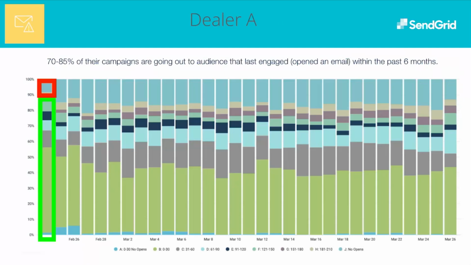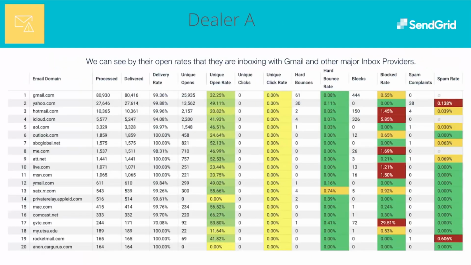And then if we look at the number of opens they're getting and the open rates, Gmail open rate 32%, Yahoo 49%, Hotmail 21%, iCloud 41%, AOL 46%. So if we're looking at those unique open rates, that shows us that for the most part, they've got pretty good reputation. And we can see again that they're not sending to too many inactive audience members, and Gmail, Yahoo, etc., are treating them that way. For the most part, this is a pretty good sender. We're going to allow this mail to go through to the inbox.